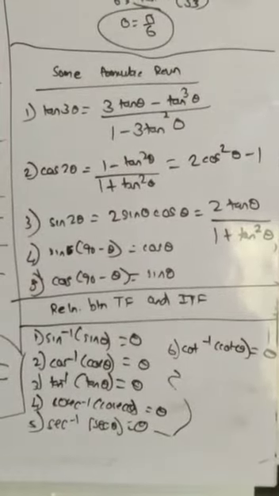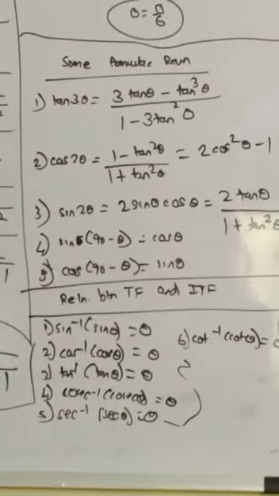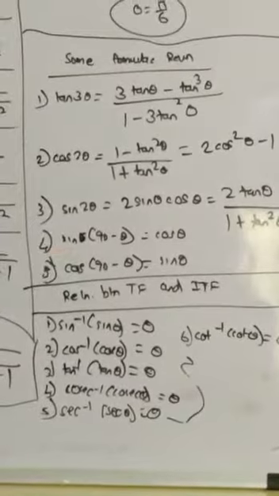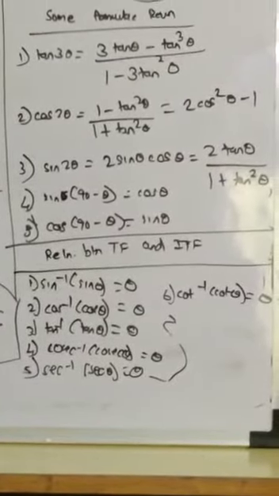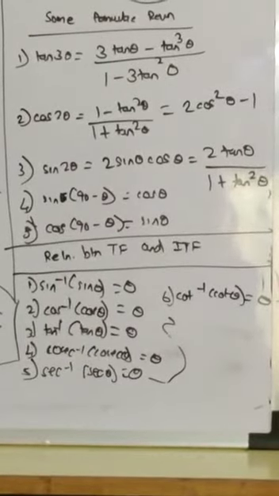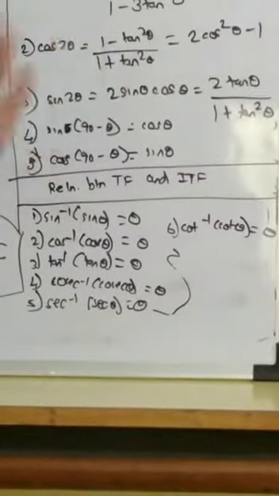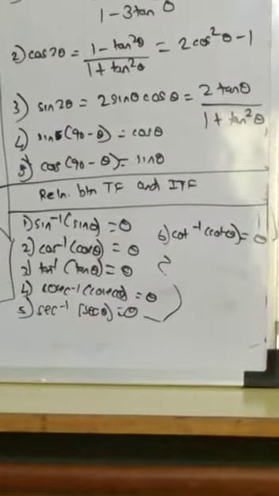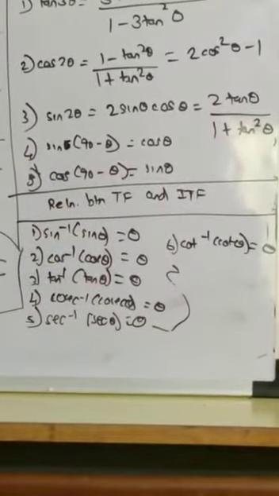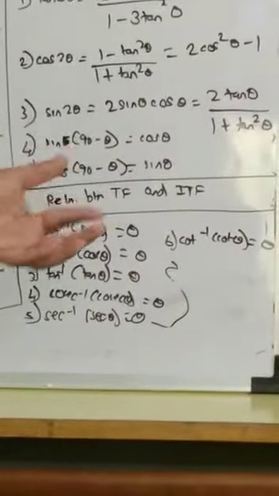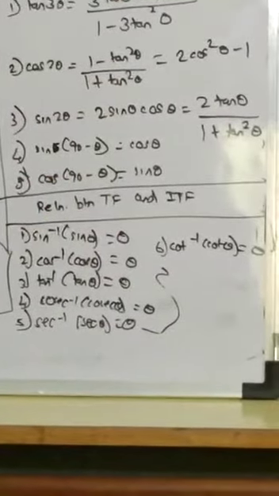Sine of bracketed 90 minus theta or sine of pi by 2 minus theta is cos theta. Cos of bracketed 90 minus theta or cos of pi by 2 minus theta is equal to sin theta. Coming to the moot point, what is the relationship between a trigonometric function and an inverse trigonometric function? Sine inverse of sin theta is just theta. Cos inverse of cos theta is theta. Tan inverse of tan theta is theta. Cosec inverse of cosec theta is equal to theta. Sec inverse of sec theta is equal to theta. Cot inverse of cot theta is equal to theta.